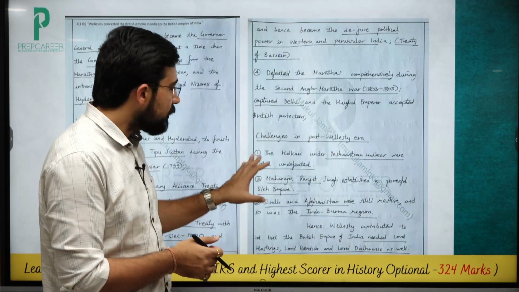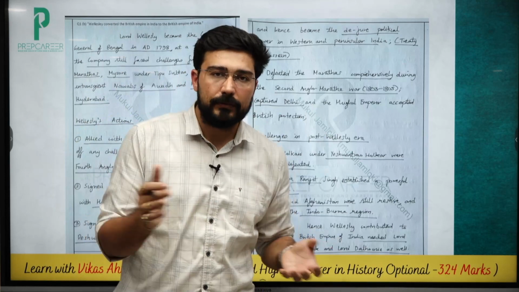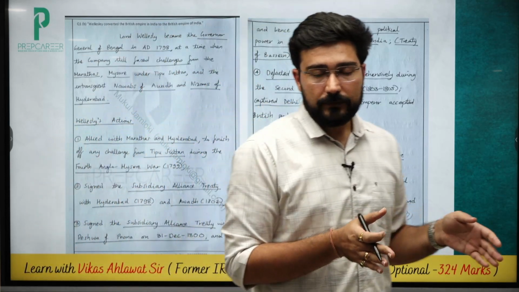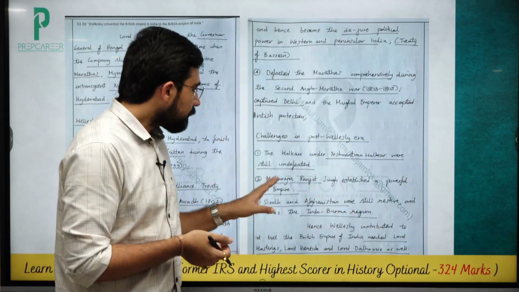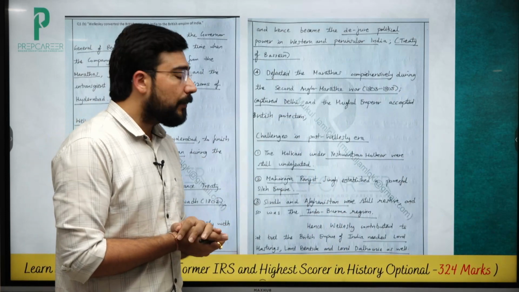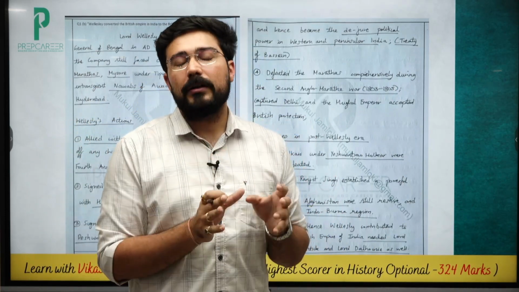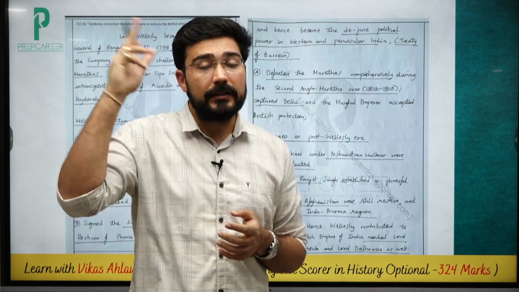Now let us try to understand what are the limitations which we can find in the Wellesley era. If we see the first one, the Holkars under Yashwant were still undefeated. So yes, this remained one of the reasons. The Marathas were not totally crushed. That will happen in the third war, by 1817, 1818. Maharaja Ranjit Singh established a powerful Sikh empire. So this area didn't come under the control of the British till the death of Ranjit Singh. Ranjit Singh died in 1839.